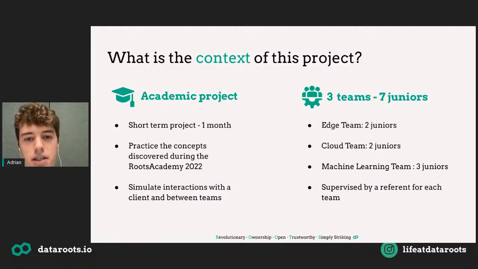It's a 1 month project. We did it in order to apply all the concepts that we learned during the Roots Academy, and try to simulate a real scenario where we have interactions between teams, between the client, etc. So for that, we are 3 teams. We have the edge team with 2 people, the cloud team with 2 people, and also the machine learning team with 3. And each of those teams is supervised by an expert on the area. So that's a little bit of the context where this project is done.